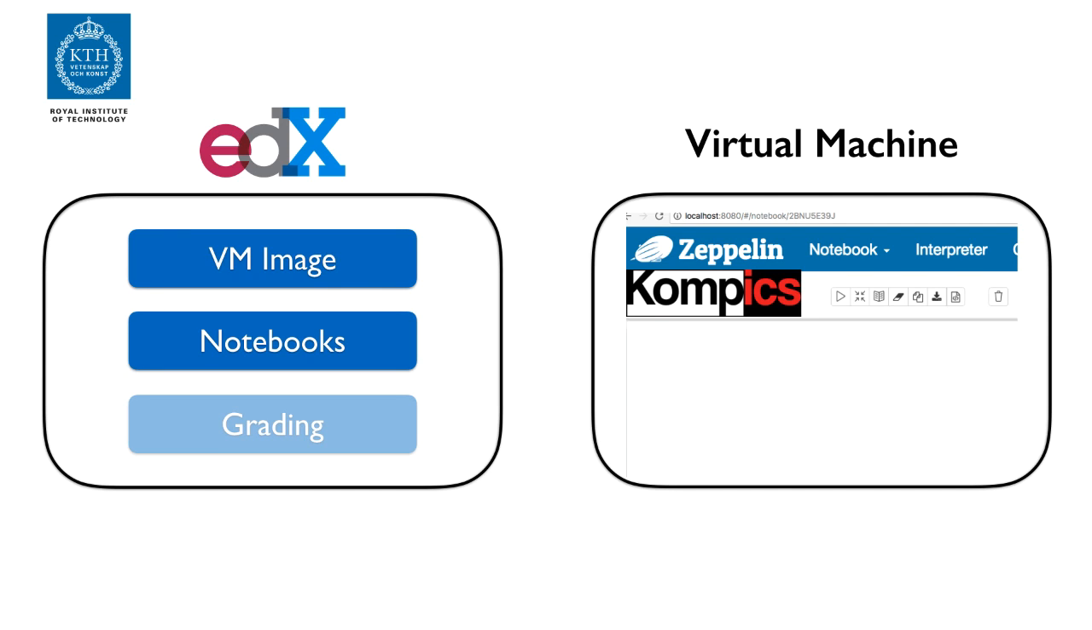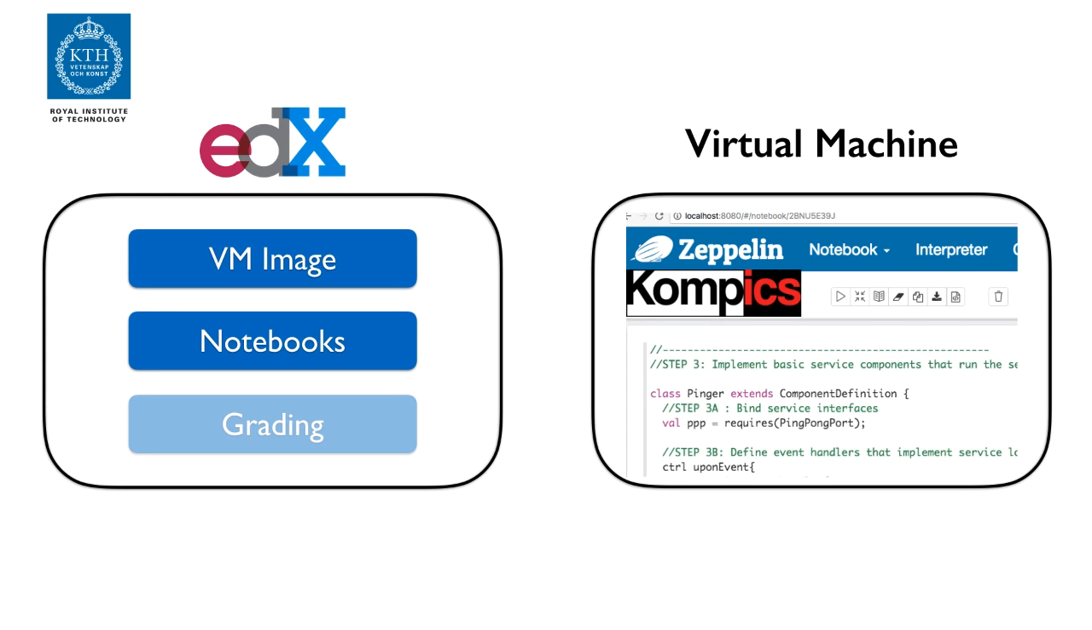Each week, we are going to publish a notebook with a programming assignment at the edX page. A notebook is basically a JSON file that you will import in your local Zeppelin installation. And the notebook will basically contain a skeleton of the implementation of one or more components. And all you have to do is to complete the implementation of these components and then run the notebook successfully.